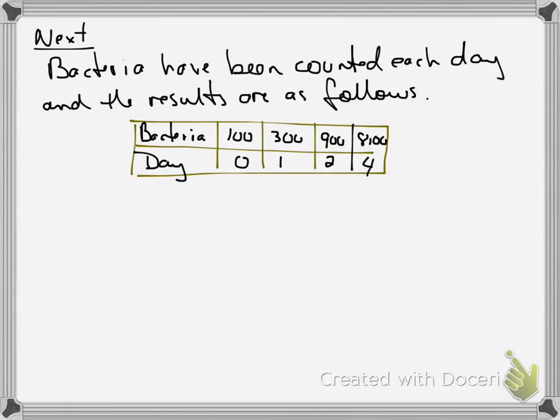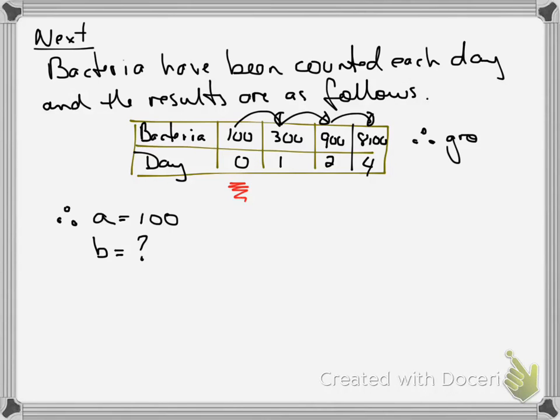The important part to remember here is, when they say day 0, straight away you know that is the value of a, because day 0 means time has just started. So that's your value of a. You don't yet know the value of b, because that's your growth factor. It is growing, because these numbers are getting bigger as we go across. It's not a decay one, it's a growth one. So I'm going to write that, therefore it's growth, so the value of b must be greater than 1.